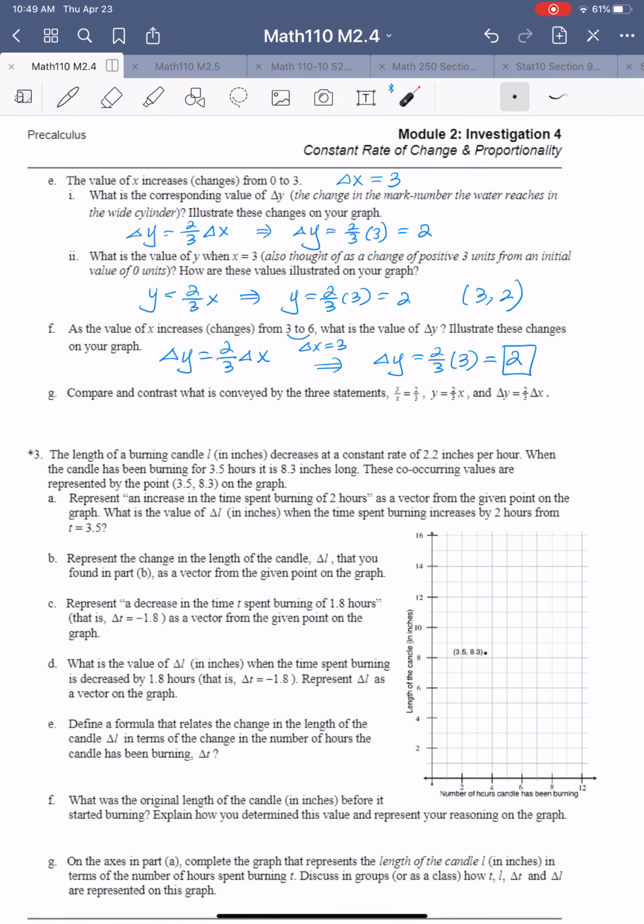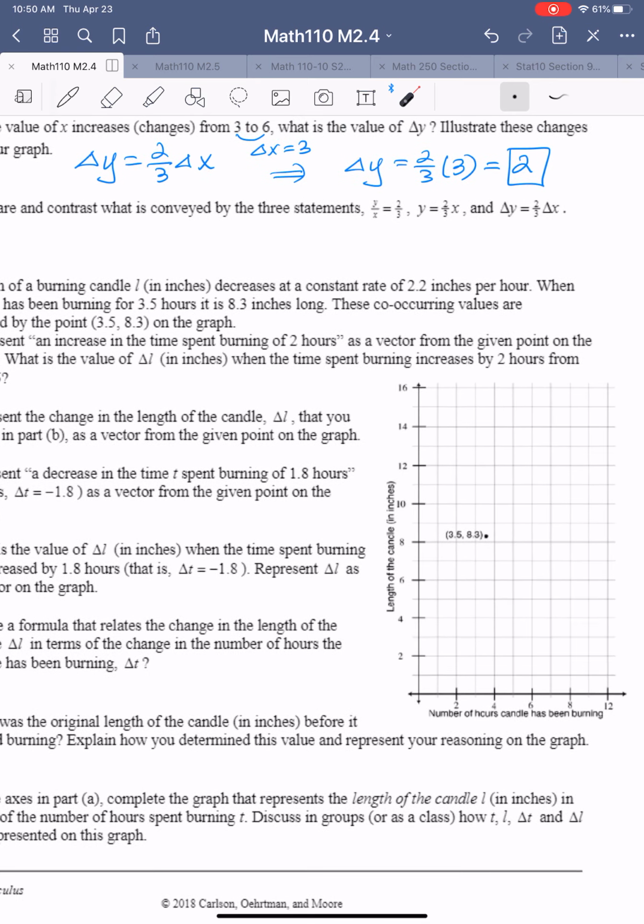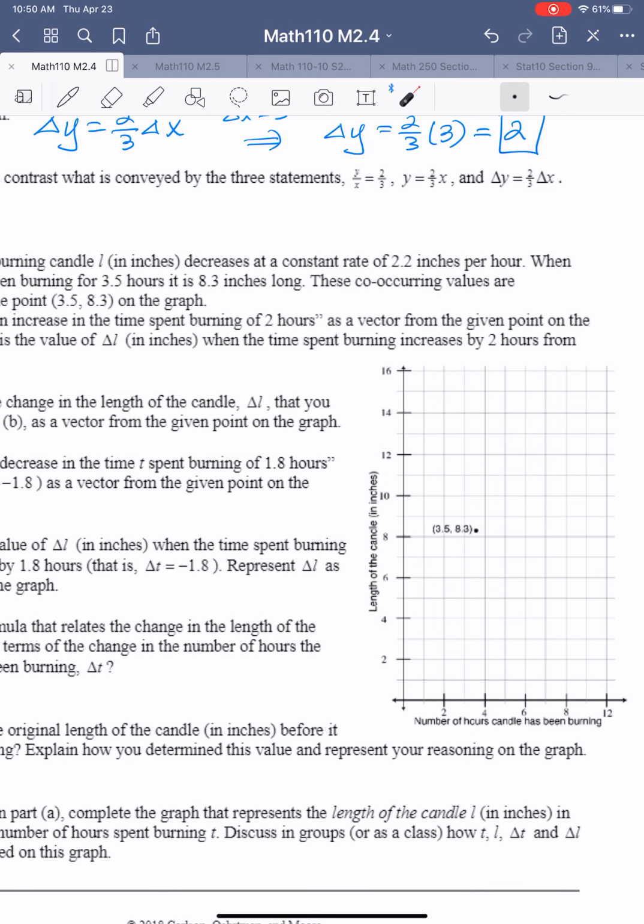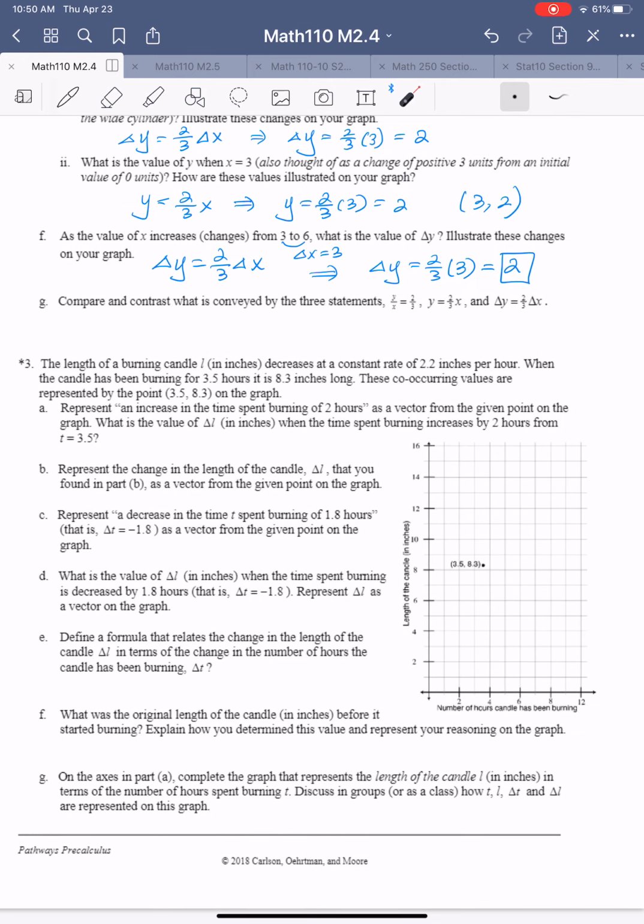Now, number 3. The length of the burning candle L decreases at a constant rate of 2.2 inches per hour. When the candle has been burning for 3.5 hours, it is 8.3 inches long. These co-occurring values are represented by the point (3.5, 8.3) on the graph. So we already had that here. Okay, they're talking about this.